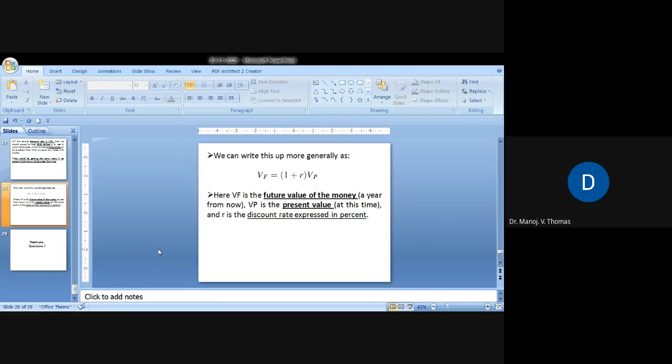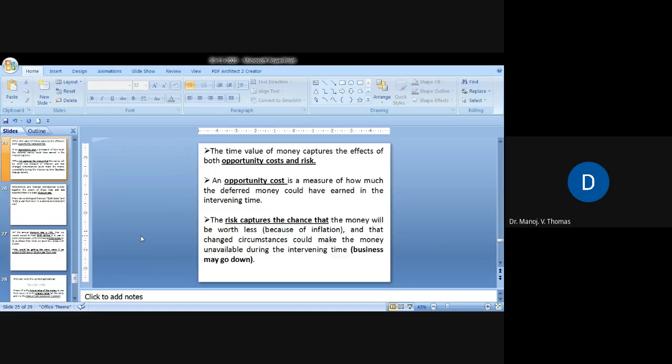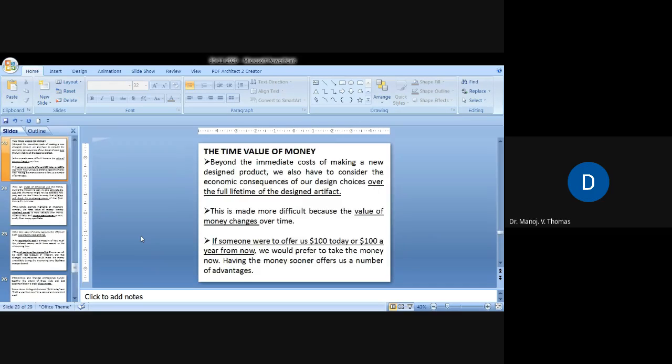So 10% is 0.1. So 1 plus 0.1 is 1.1. 1.1 into present 100, so 110. So VF will be 110 at the end of 1 year. So that is the future value of money. So this is how the value of money changes over time. So this is called the time value of money.